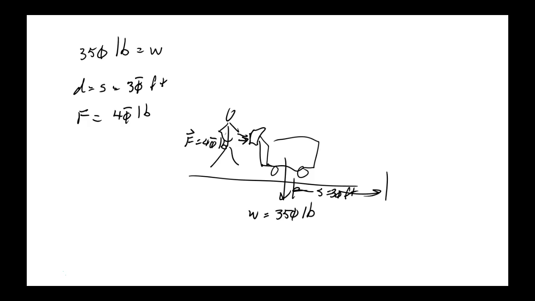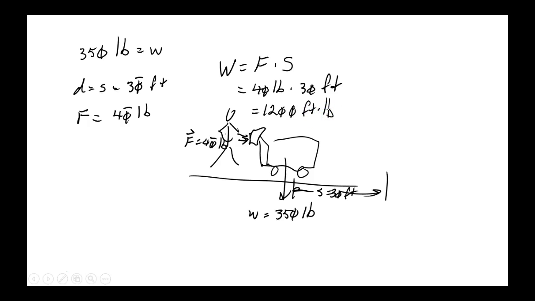So what work is he doing? The work is what? Force times displacement, and that's going to be 40 pounds, that's the force, times 30 feet, and then we reverse the order of it, and what does that give us? 1,200 foot-pounds. And there is no special unit in the U.S. customary system. We just use foot-pounds.